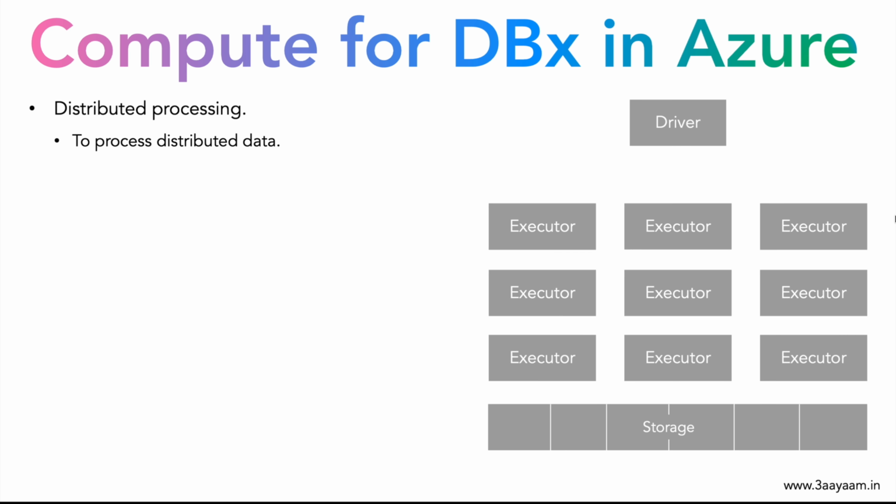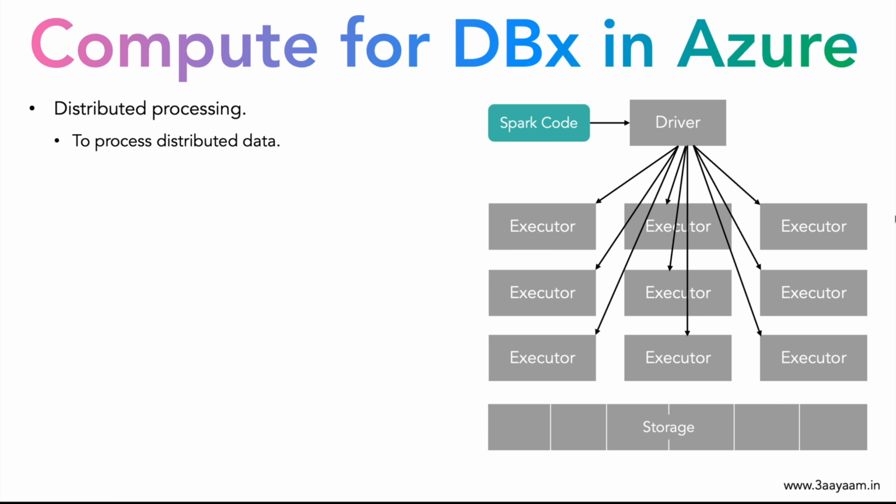Now, when you write Spark code, we submit the Spark code to the driver. And then the driver goes to the resource manager and gets all the executors. After all the executors are launched, the Spark code is sent to all the executors so that they are executed in parallel. And each executor would handle only a subset of the entire data. That is how distributed processing works.